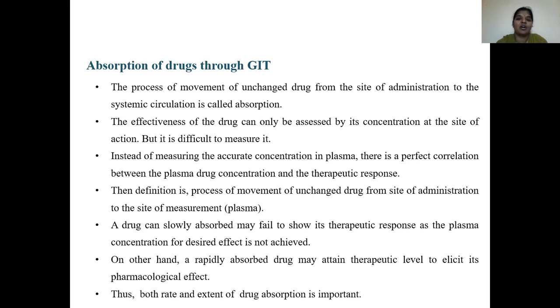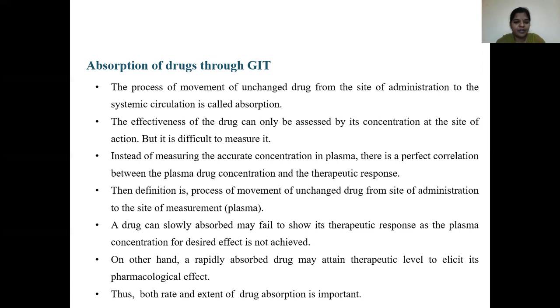Instead of measuring the accurate concentration, there is a perfect correlation between drug plasma concentration and therapeutic response, right? You need not go directly to measure the concentration. How much concentration is enough to produce its action? So you always have to attain a perfect correlation between the therapeutic response and the drug concentration. That means at which concentration it is showing therapeutic effect, right?